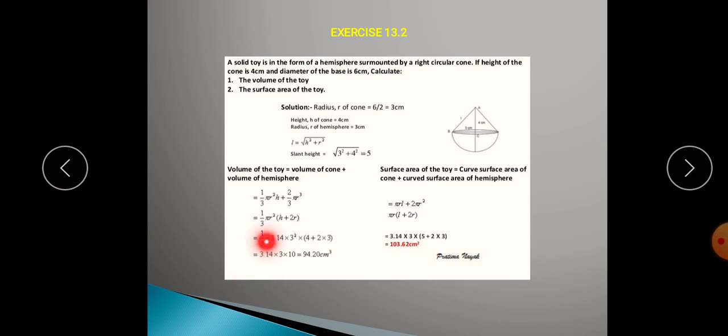So 1 by 3 pi r square is common, giving h plus 2r. The height of the cone is given as 4, and r is 3. Then you will get the answer for the volume. In the calculation part you should be careful while doing the multiplication and division.